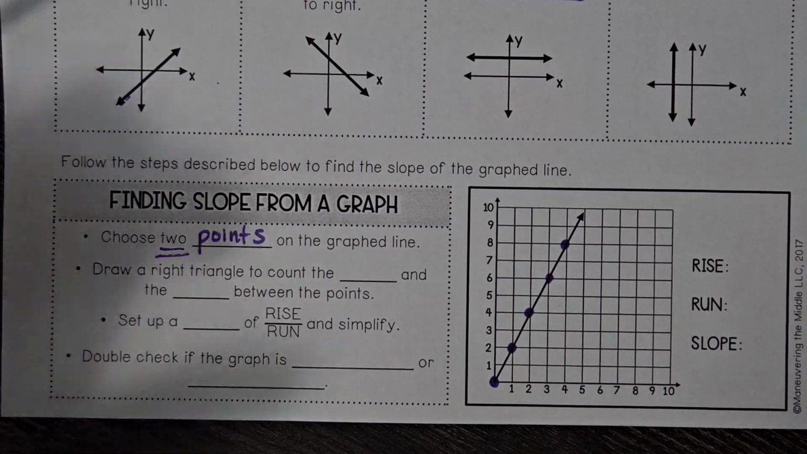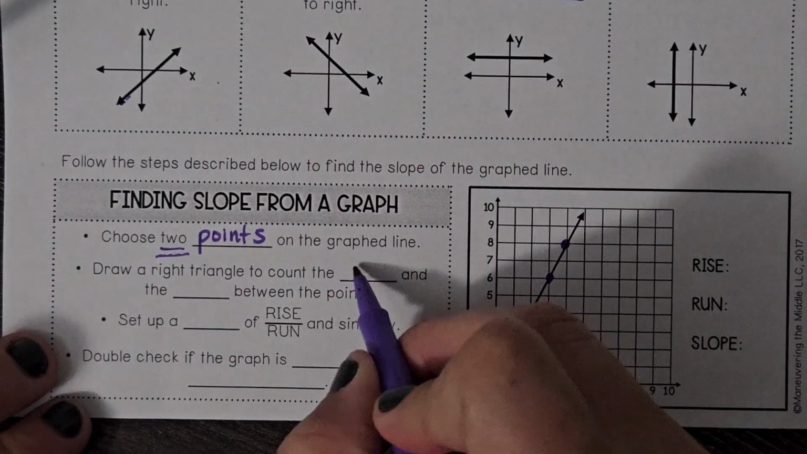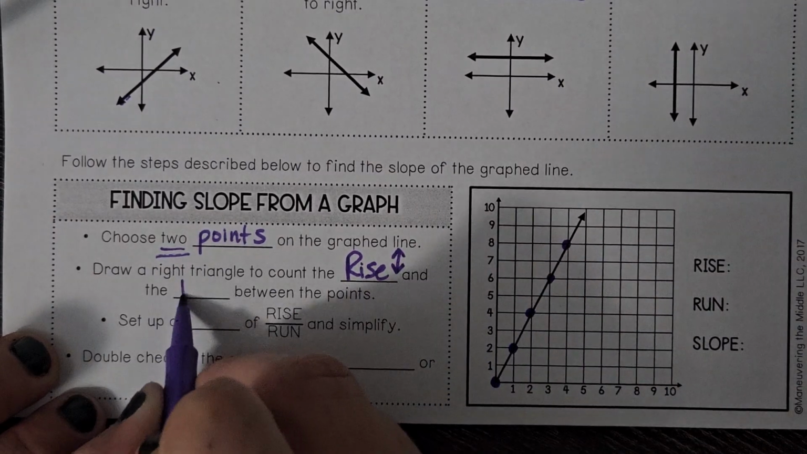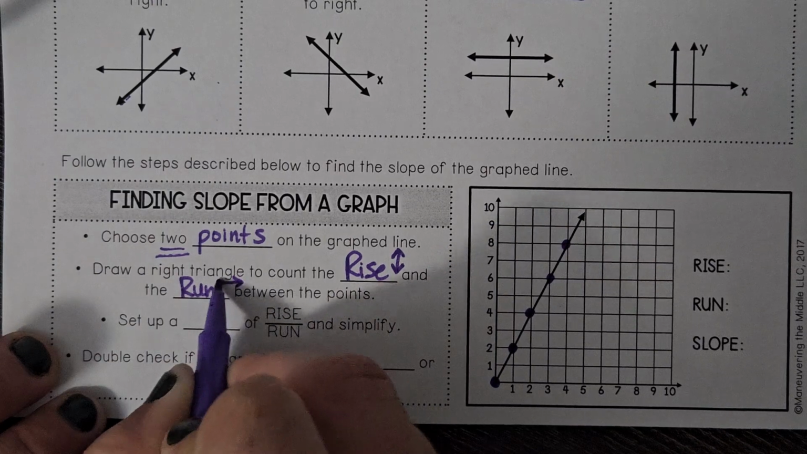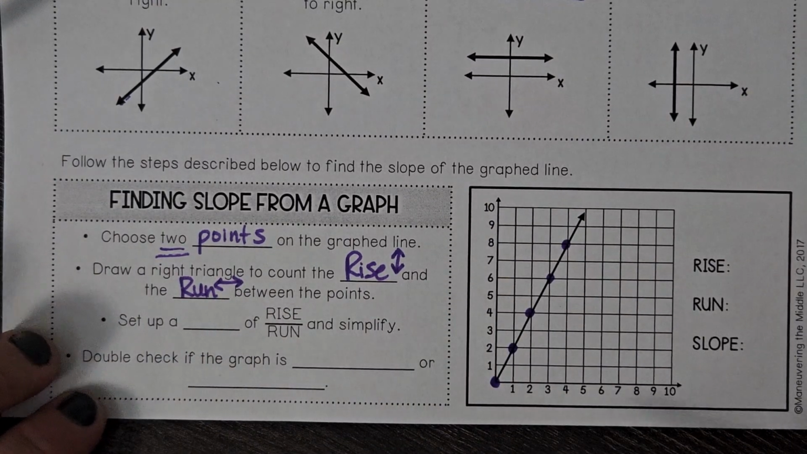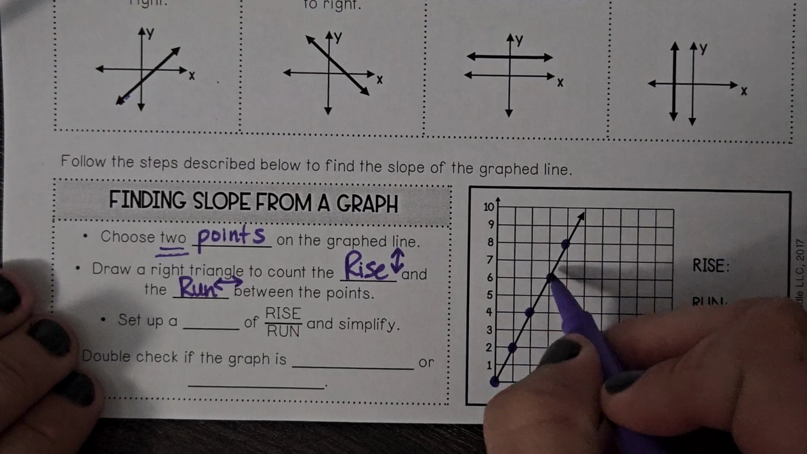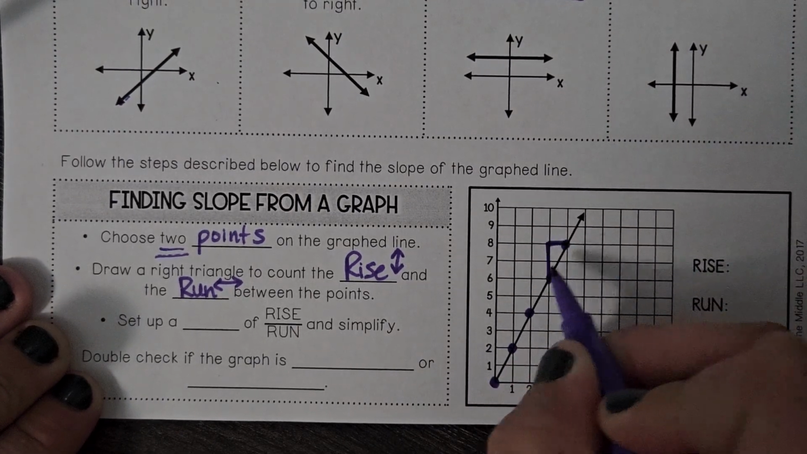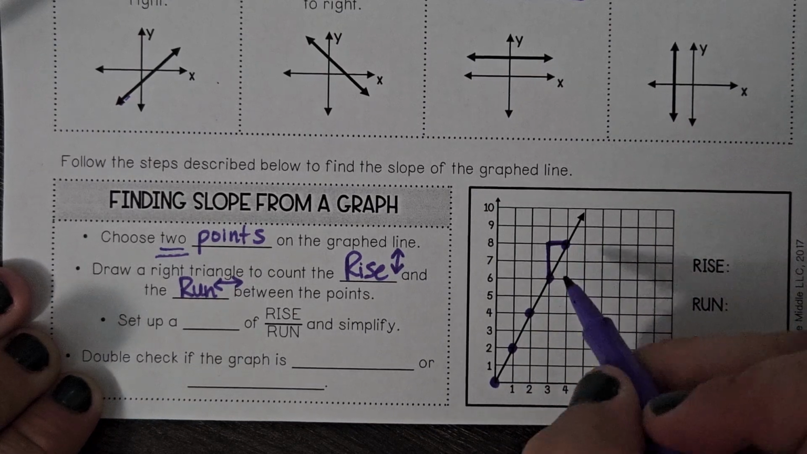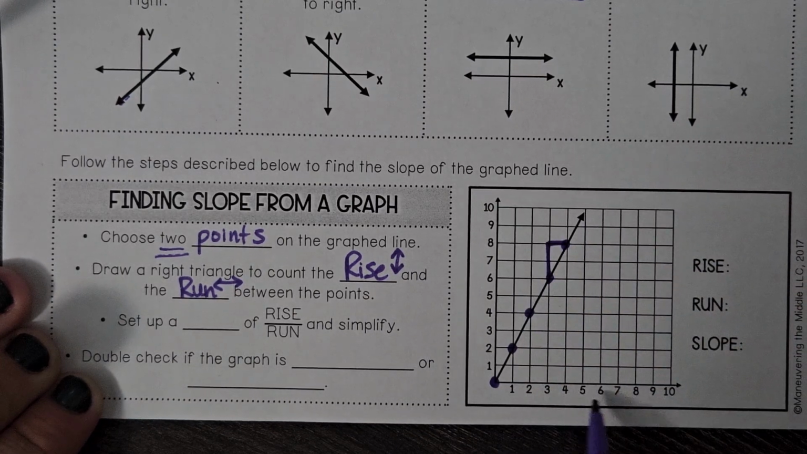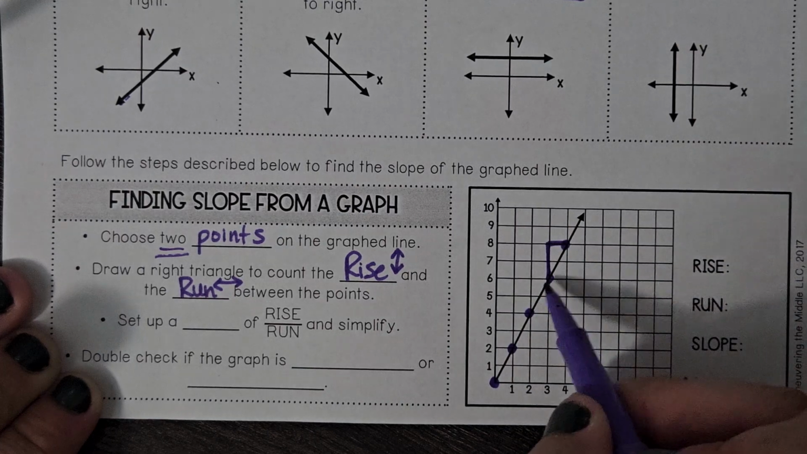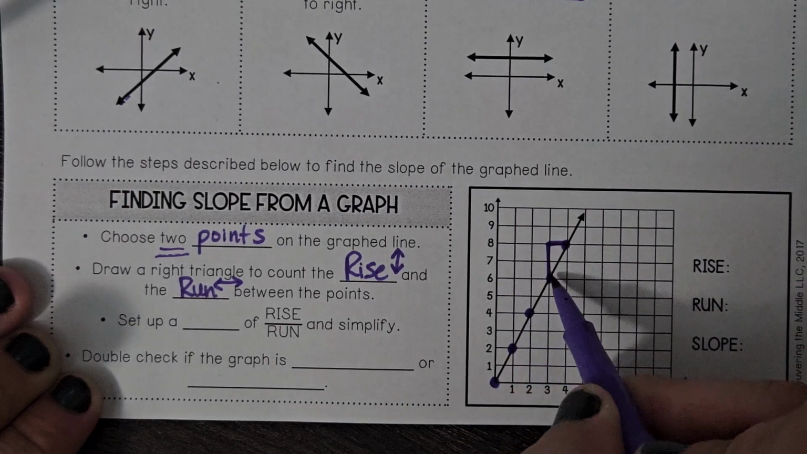Now we're going to draw a right triangle to count the rise, which is my up and down, and my run, which is my left and right spaces between the points. I can choose any points. I'm just going to choose these 2, and I'm going to draw a right triangle here to connect those 2 dots. Looking at my scale, the numbers on my x-axis are going by 1s. My numbers on my y-axis are going by 1s as well. So every time I count a line, I'm just counting by 1s.